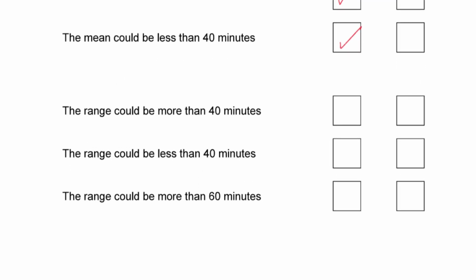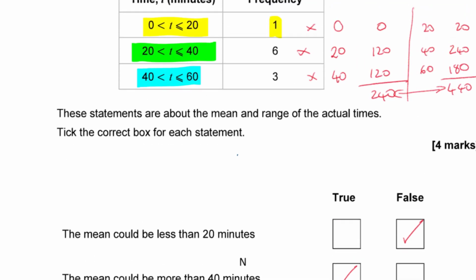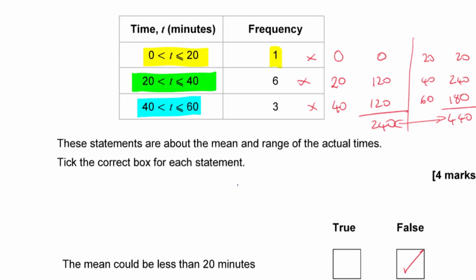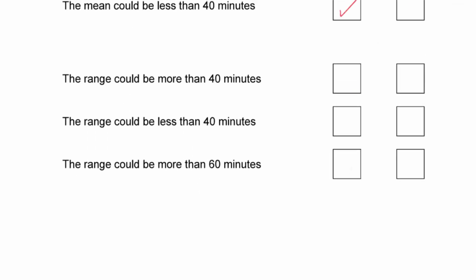Now, can the range be more than 40 minutes? Now, the range is the difference between the highest possible value and the lowest. So let's take the lowest possible value for time in the first category and the highest possible time there. That would give us a range of around about 60. So could the range be more than 40? Easily, yes it could. Could the range be less than 40 minutes?